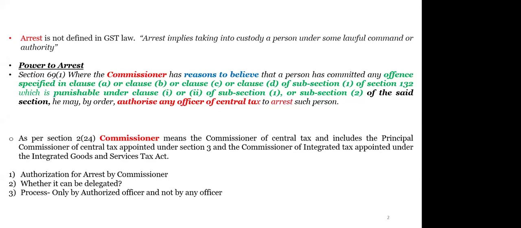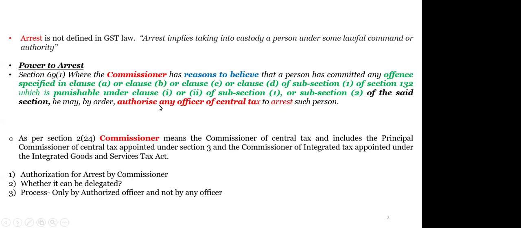So that is the second aspect. Before going into that, the section also says he can authorize any officer of central tax to arrest such person. So is the power delegated, or is it authorizing the officer to arrest a person? According to my understanding of the section, it says authorize any officer of central tax. So I think the authorization for arrest is with the Commissioner. Only the process of arrest will be complied with by the authorized officer and not by any officer.